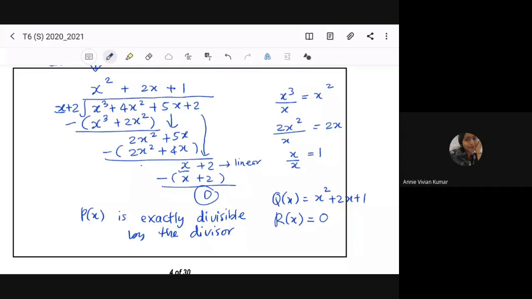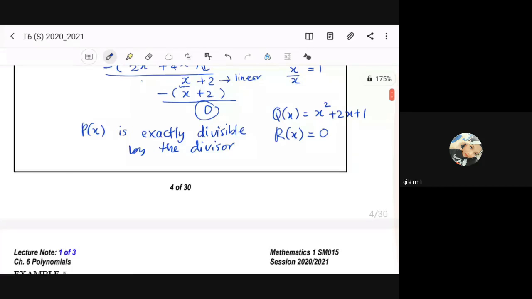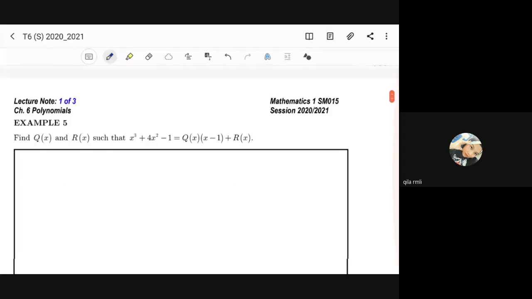So far, ada nak tanya ke, guys, ladies? Any question? Kok tak clear? Luqman Hakim, okay ke? Madam. Okay, if okay, we move to the next example, number 5.